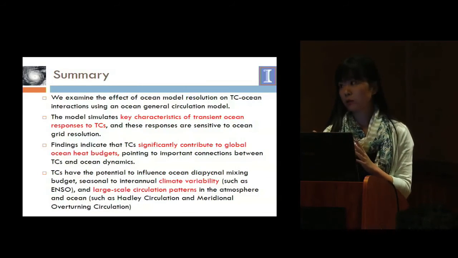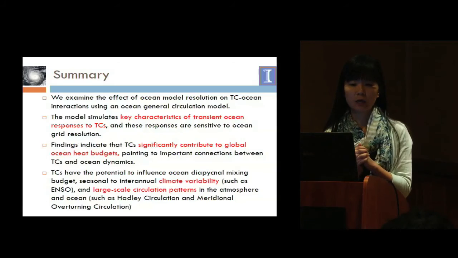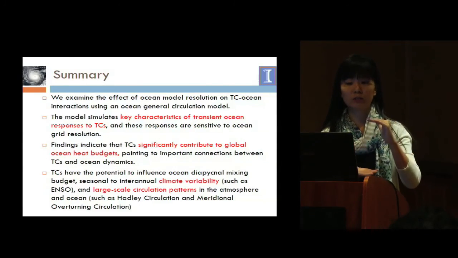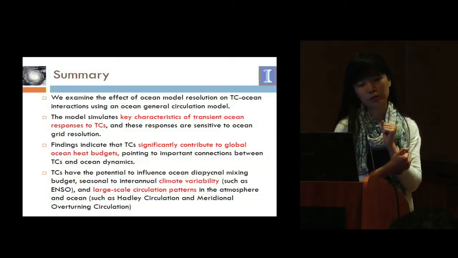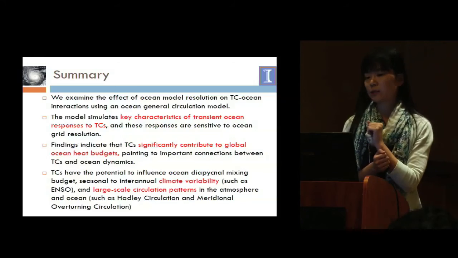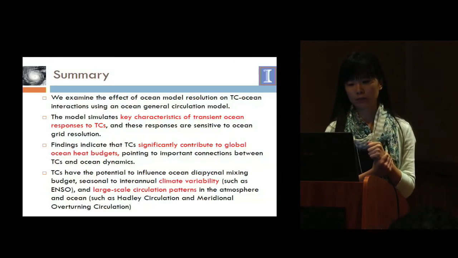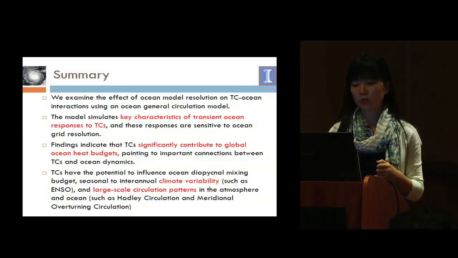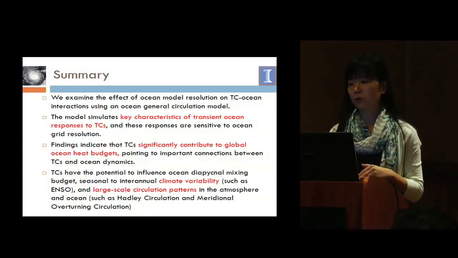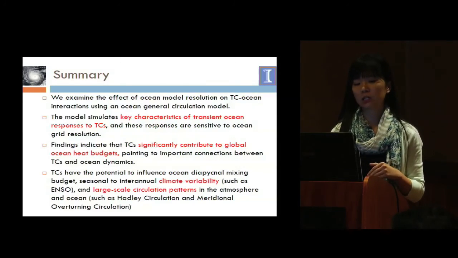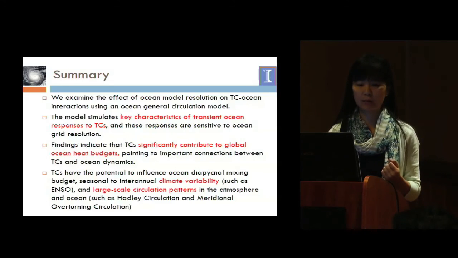Okay, so that's the results from our ocean-only simulation. We have examined the effect of ocean model resolution on TC ocean interactions using an ocean general circulation model. And we found that the models simulate key characteristics of the transient ocean response to tropical cyclones, and these responses are sensitive to ocean grid resolution. And our findings indicate that tropical cyclones significantly contribute to the global ocean heat budget, pointing to important connections between tropical cyclones and ocean dynamics.